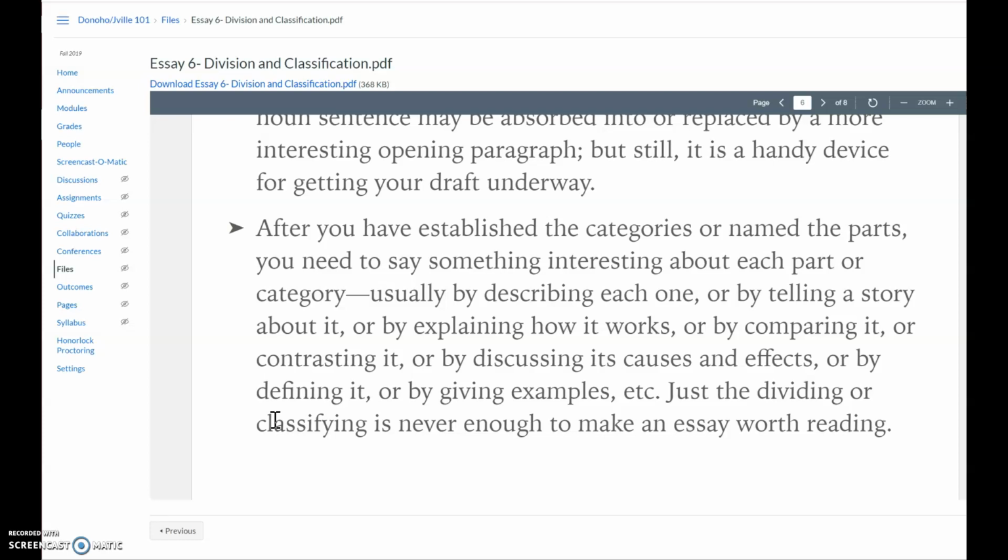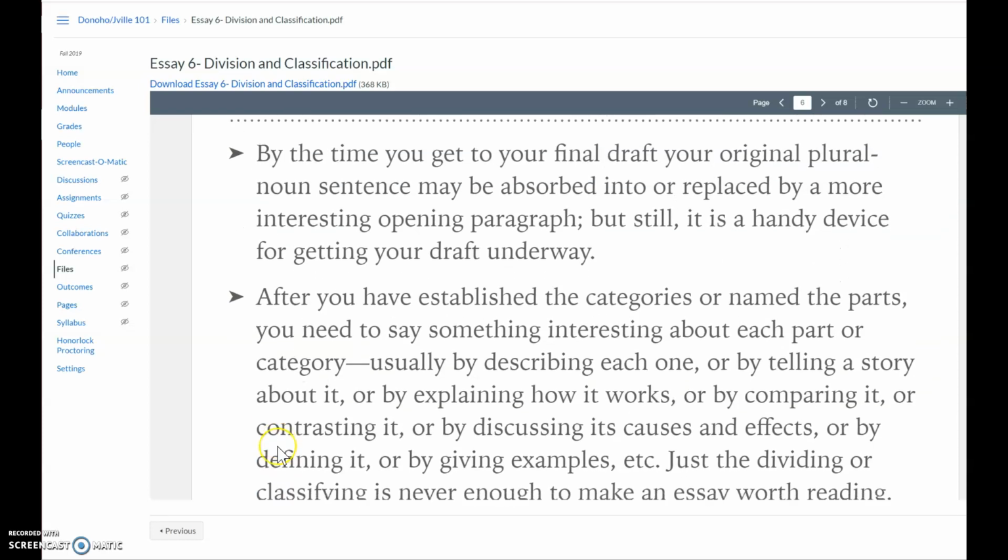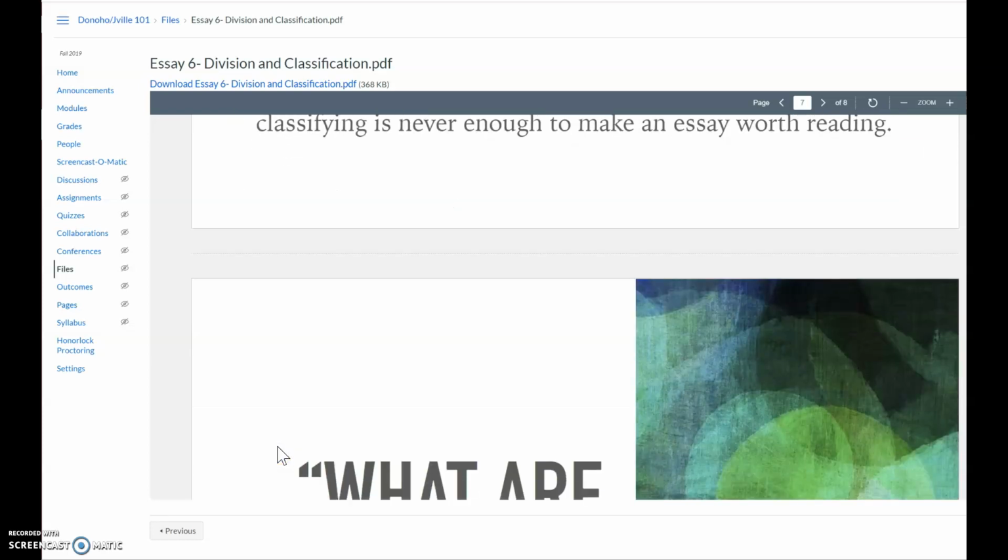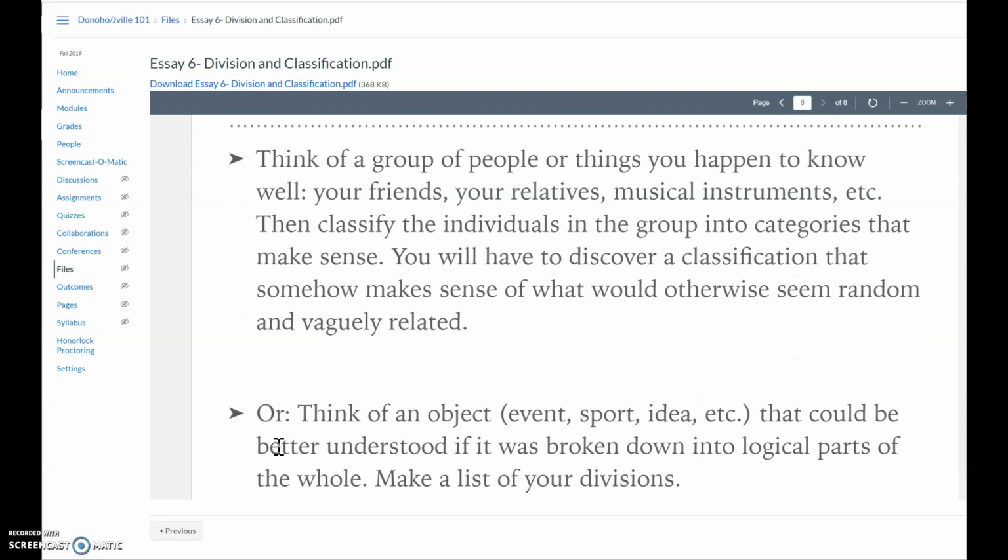That usually means full details: describing, telling anecdotes or stories about them, explaining how it works, comparing it, contrasting it, discussing the causes and effects, defining it. All those different forms that we've already used in our writing can play a role in making this paper meaningful. It's not just enough to divide and classify. You have to have that so what factor.